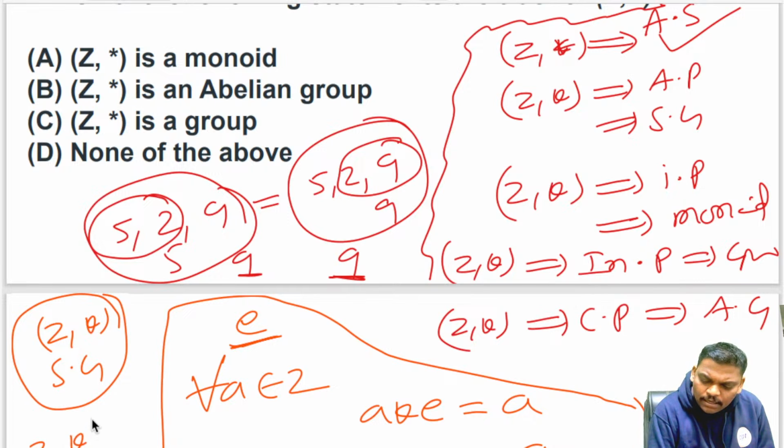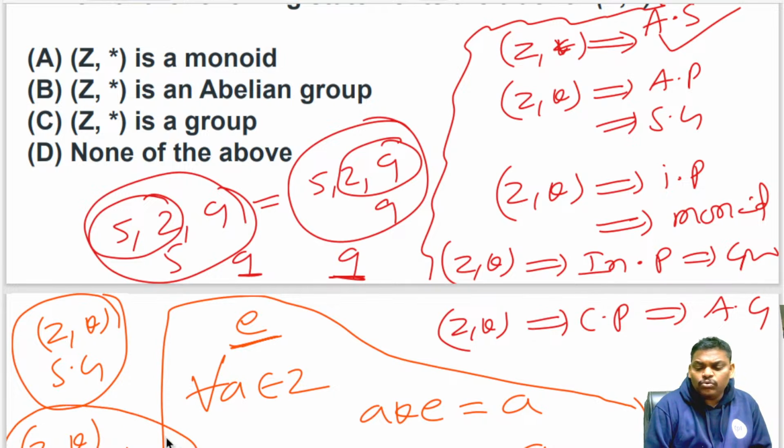Z comma star doesn't have an identity element. If the identity element does not exist, there is no point in going further. So what is the answer? The answer is Z comma star is a semigroup.